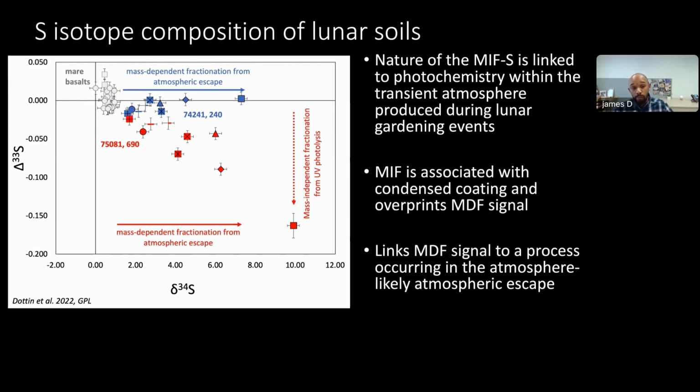And so our hypothesis is that as the grains are bombarded and sulfur is volatilized, these transient atmospheres ultimately end up losing sulfur as a kinetic mass-dependent fractionation, which shifts your δ34S value positive. And at the same time, you have sunlight bombarding that gas and producing mass-independent fractionation that is then captured and condensed on the soils.